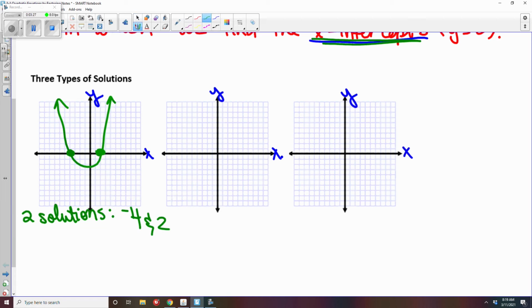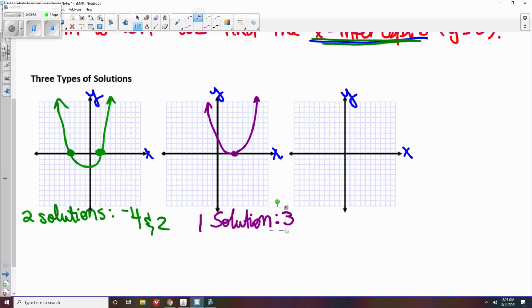The next one is if we have 1 solution. So 1 solution for our quadratic graph, our parabola, is like if it were to touch the x-axis just at its lowest or highest point. Let's try that again. So I just put a point there at 3, and my parabola goes up. So the solution would just be right there at 3. It only has 1 solution, it only touches it 1 time.